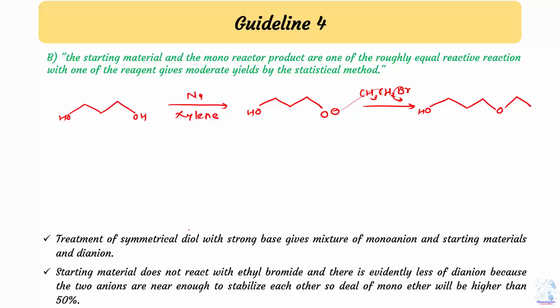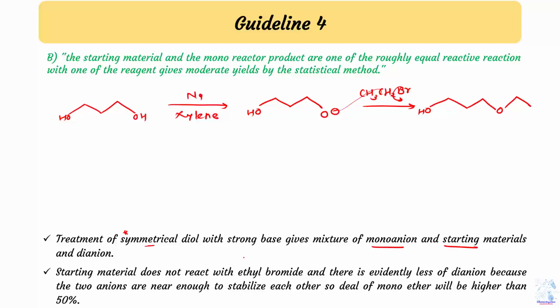The treatment of a symmetrical diol is the important phrase to mark. The treatment of a symmetrical diol with strong base gives a mixture of monoanion, starting material and dianion. So it will not be that only one group is available. It might be a monoanion, it might be a dianion. The starting material does not react with ethyl bromide directly.